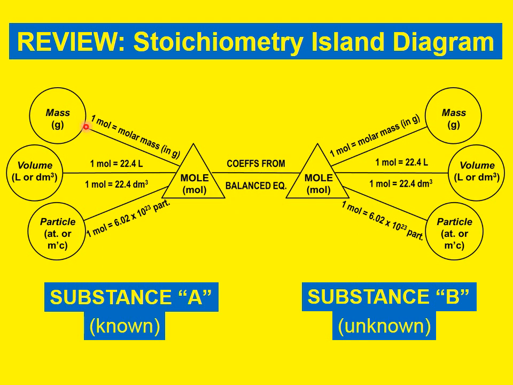The upper bridges, molar mass in the upper left and molar mass in the upper right. Below those, 1 mole is equal to 22.4 liters or 22.4 cubic decimeters. That is only for gases at standard temperature and pressure. And then the islands at the bottom, 1 mole is equal to Avogadro's number of particles. We're going to use this diagram repeatedly throughout our studies of stoichiometry.